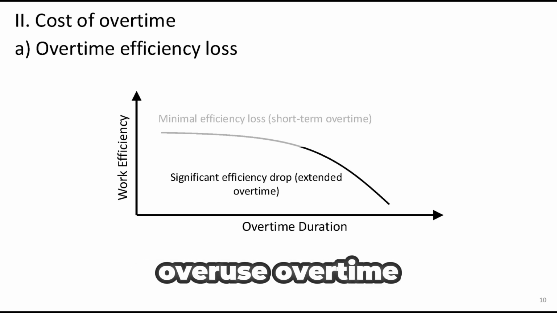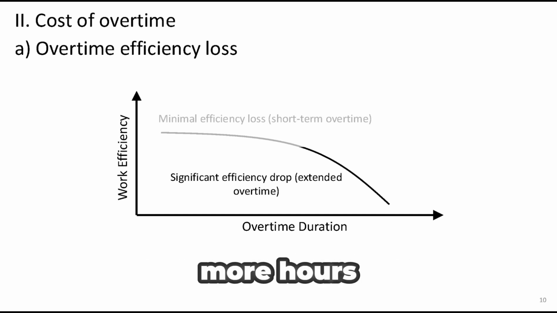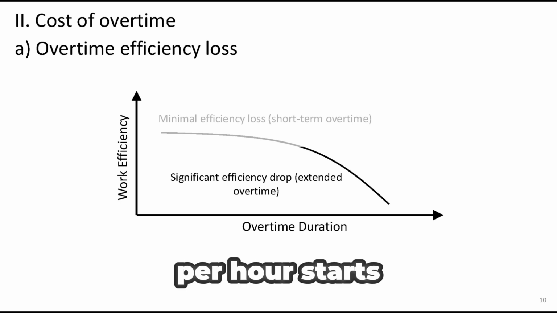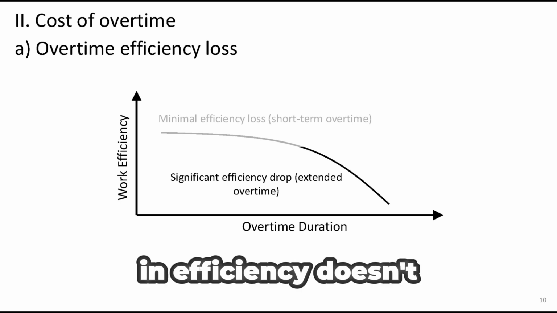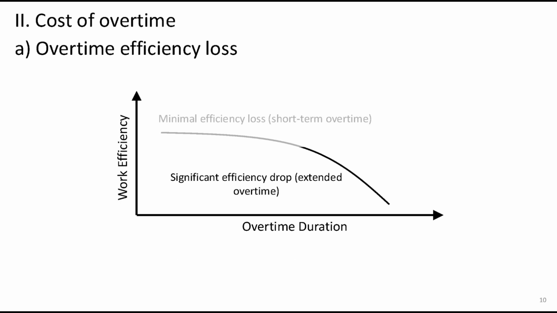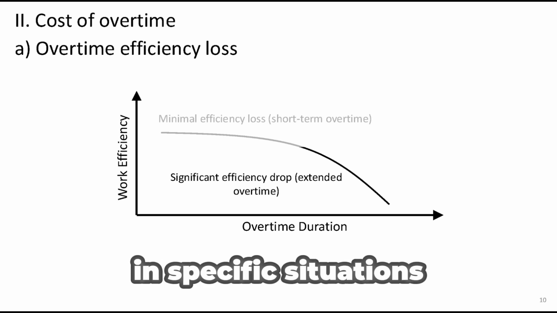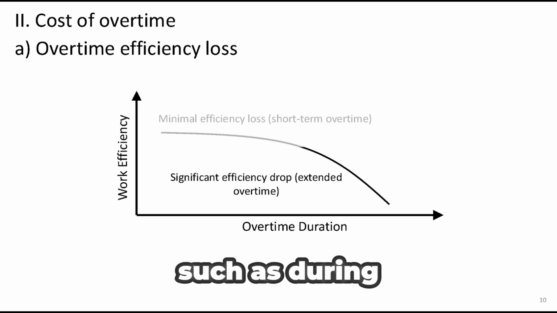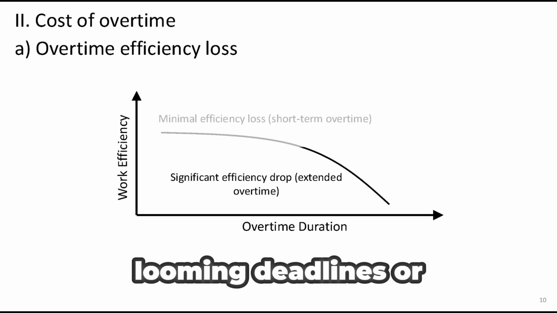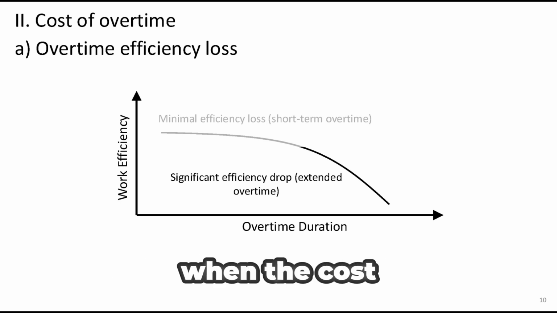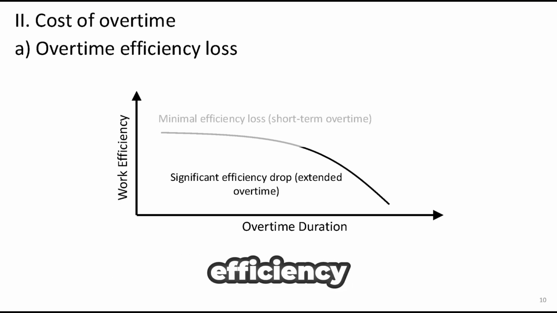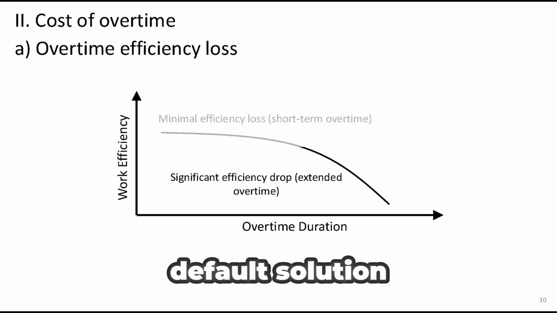So, when you overuse overtime, even though workers are putting in more hours, the actual output per hour starts to drop. And this drop in efficiency doesn't just affect productivity, it also drives up costs. That said, extended overtime can still be effective in specific situations, such as during critical project phases, looming deadlines, or unexpected disruptions, when the cost of delay outweighs the loss in efficiency. The key is to use it strategically and sparingly, not as a default solution.